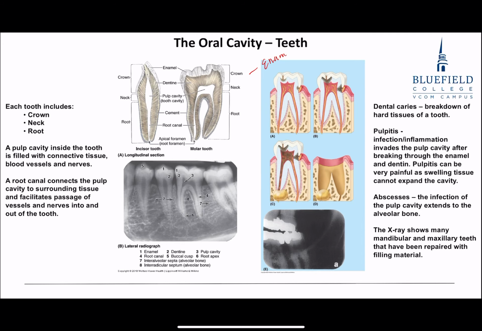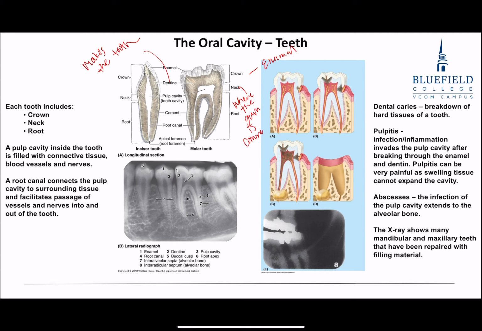And then that sits over another hard substance called dentin. That makes the tooth. And what we're looking at inside the mouth is the crown of the tooth. The neck is the region where the gums are coming up around the tooth, and then the part that's down in the socket in the alveolus is the root.